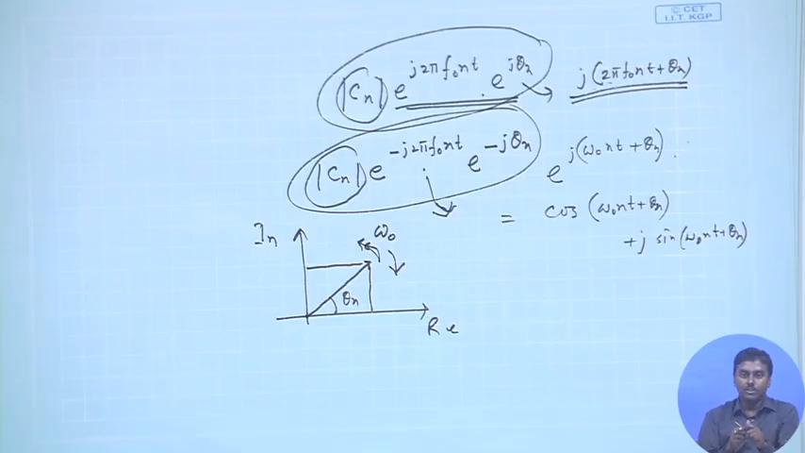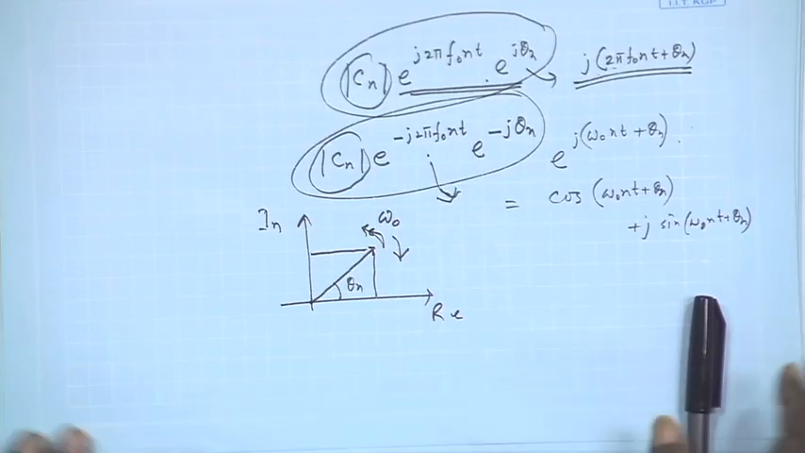So, of these two phasors, the positive one is a phasor rotating in the anti-clockwise direction, and the negative one is rotating in the clockwise direction. So the negative frequency means the clockwise rotating phasor.